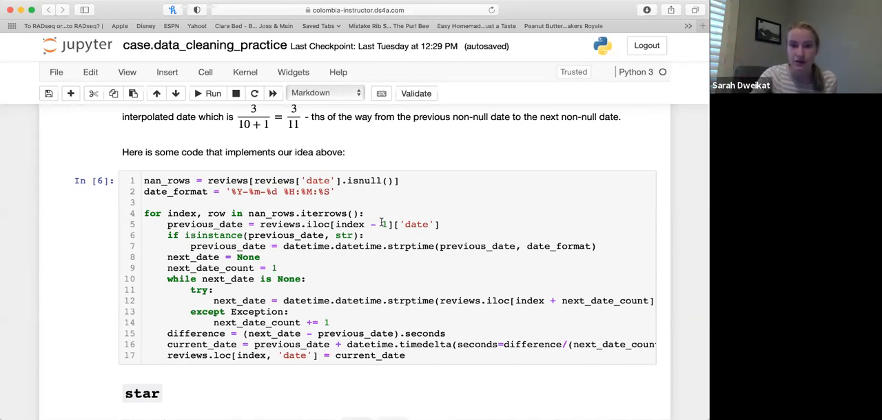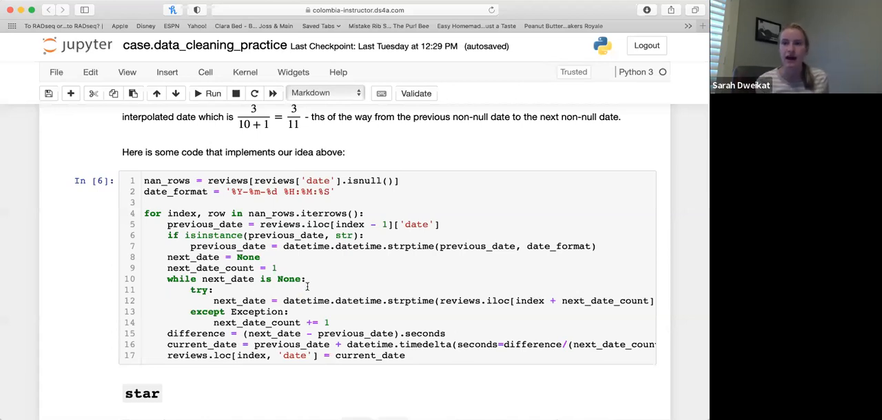We have told it you need to go to the index minus 1 in the date column. So up above, that should be your previous date. Now our next date, we're going to say next date equals none. Next date count equals 1, and you'll see why we have to do that.